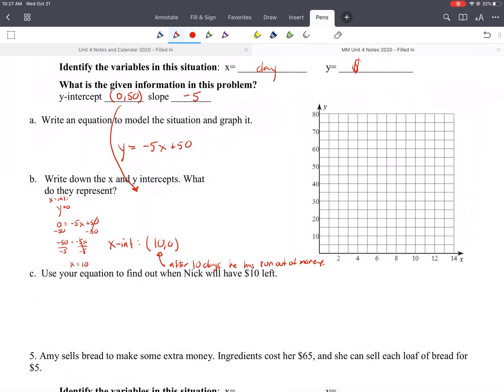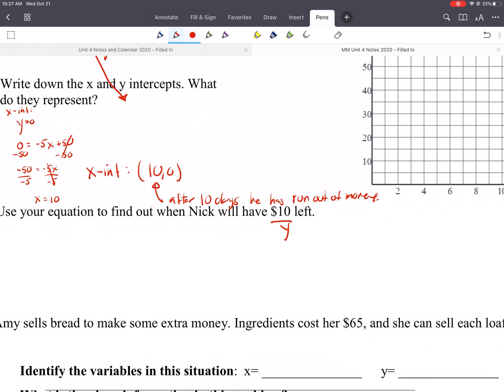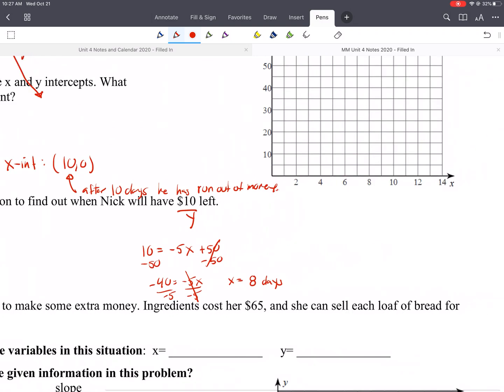Use your equation to find out when Nick will have $10 left. So again, that's our Y. Dollars is our Y's. So we would do 10 is equal to negative 5X plus 50. So we'd subtract 50 from both sides. Negative 40 is equal to negative 5X, and we'd divide both sides by negative 5. So here we'll end up getting X is equal to 8. So after 8 days, he has $10 left.